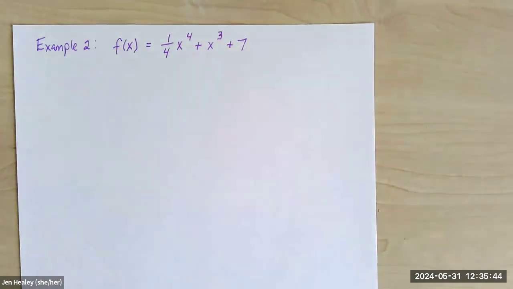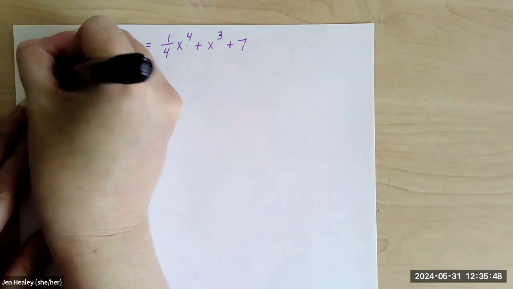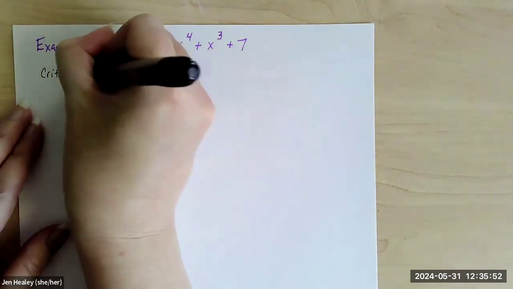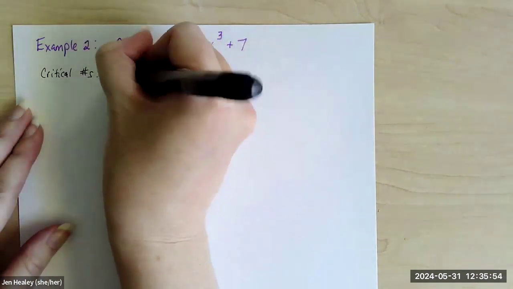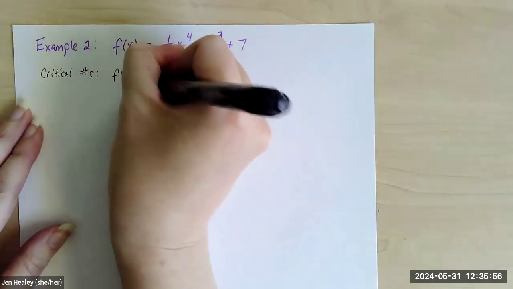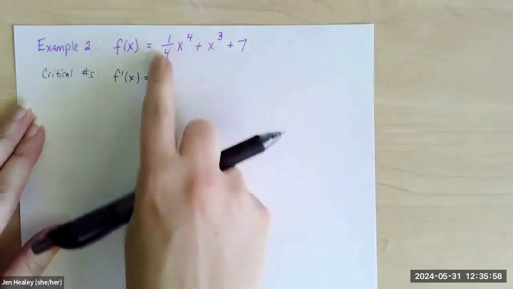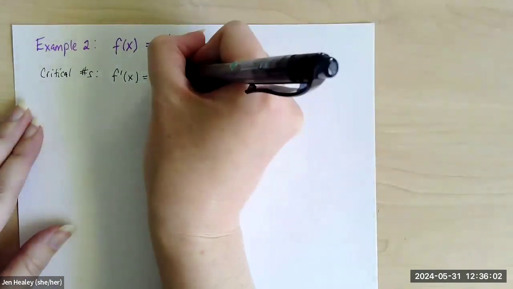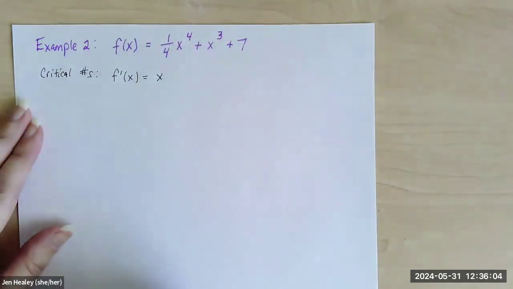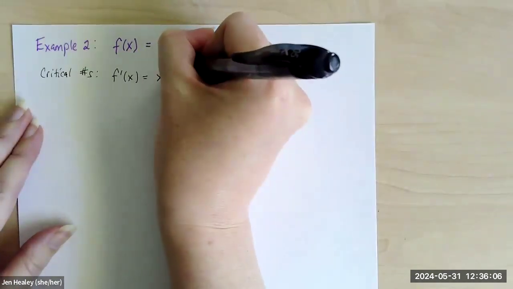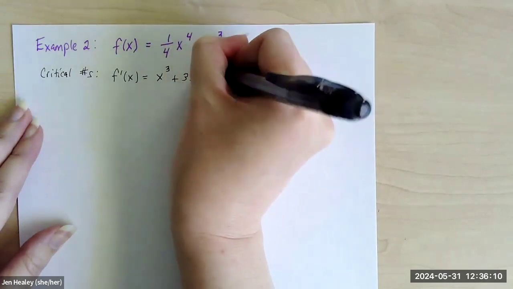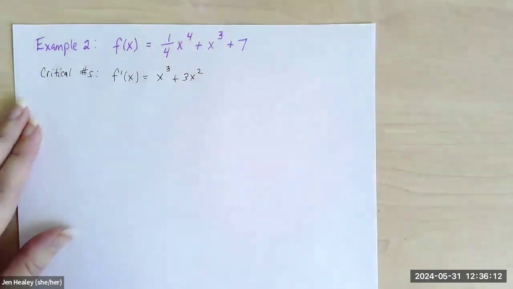So first thing we want are critical numbers. We gotta take a derivative. So if 4 comes down and it gets multiplied by 1/4, that just cancels. So we have x to the 3rd power. And then plus 3x squared. And then the plus 7 will disappear on us.